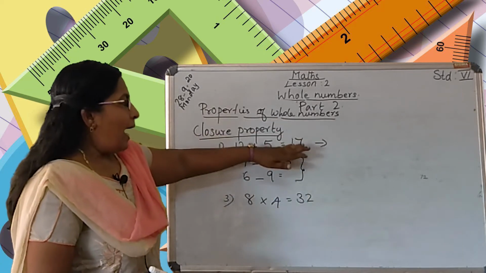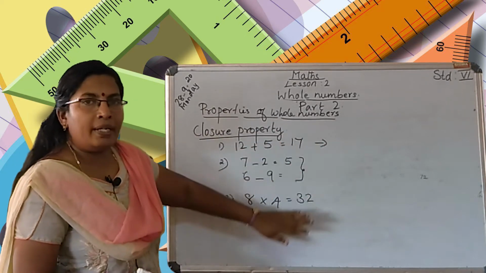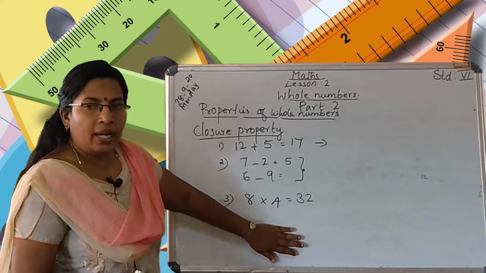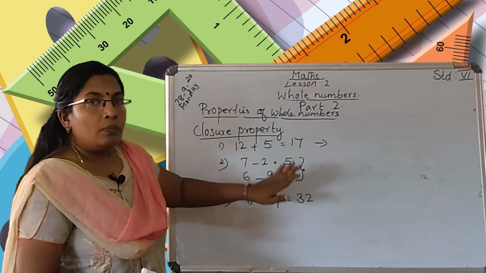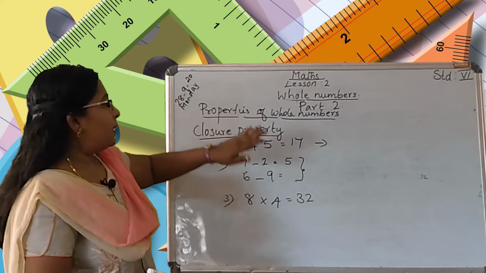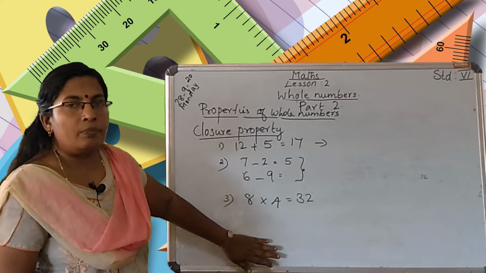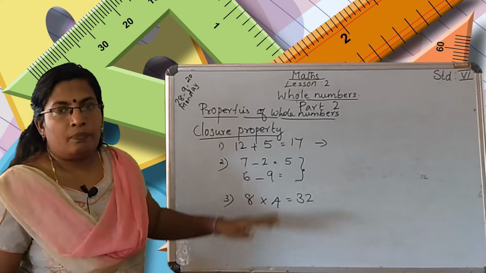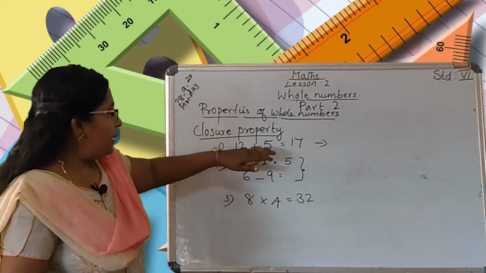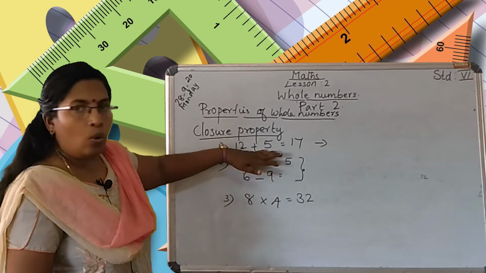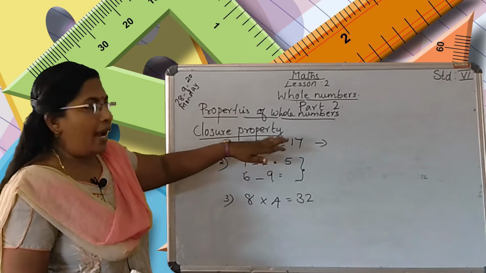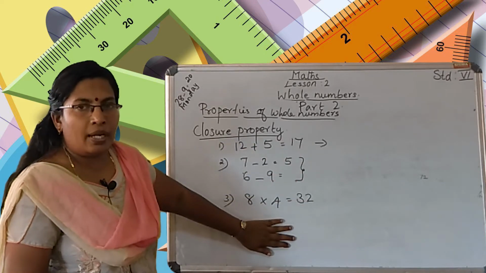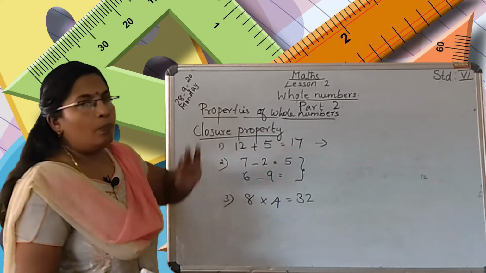Therefore, addition and multiplication come under what? Closure property. Addition and multiplication satisfy closure property. That is, in whole numbers, addition and multiplication come under closure property.